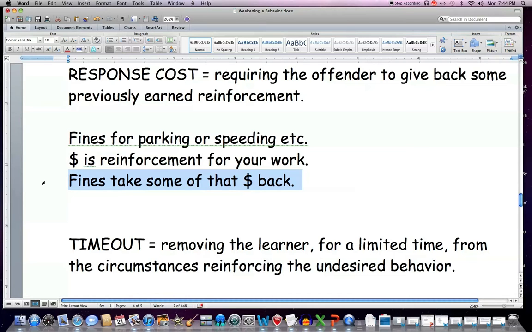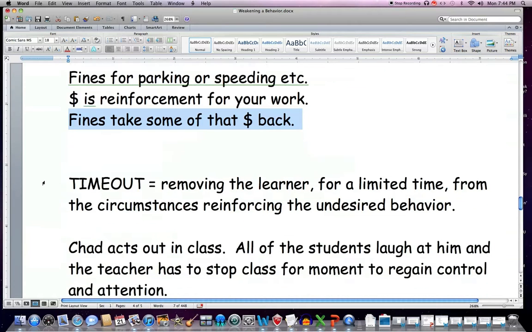And this can be in the classroom taking something away like recess, time on the computer, gold stars, etc. Something that's already been earned and you're taking it back as sort of a fine, a penalty. Okay?